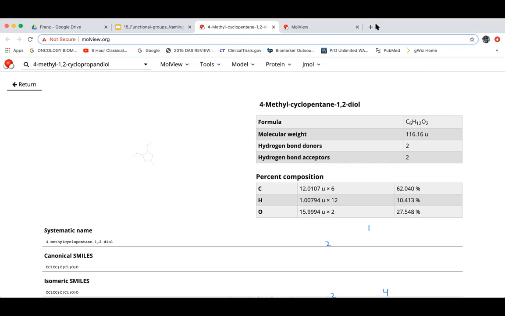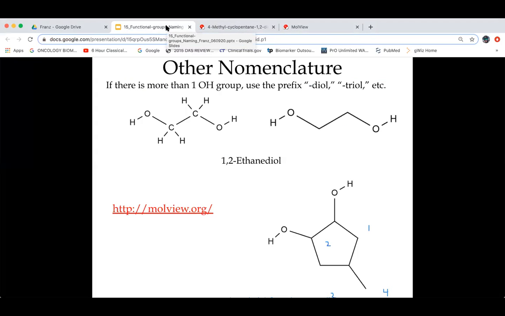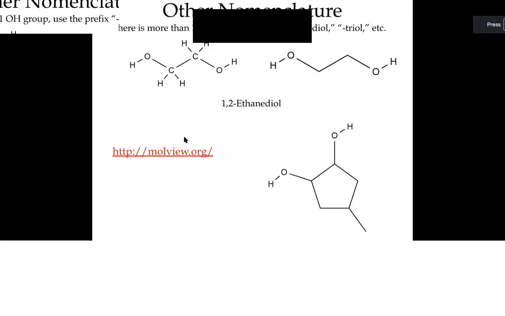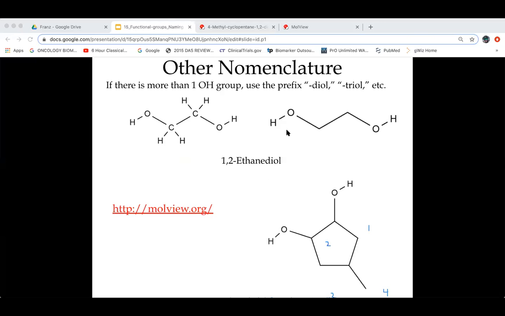Okay. But still, it gives you kind of an idea of how we go about naming the alcohols. And check out MolView, play around with it, because it's a good way to figure out names of these things. What's going on?